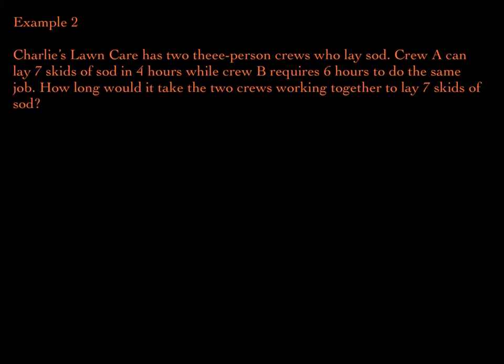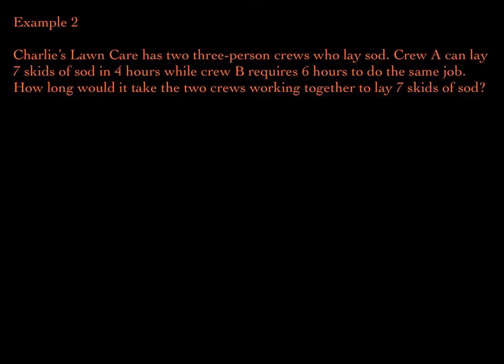Example 2. Charlie's lawn care has two three-person crews who lay sod. Crew A can lay 7 skids of sod in 4 hours, while crew B requires 6 hours to do the same job. Let's make it clear. The first crew can do it in 4 hours. The second crew needs 6 hours.